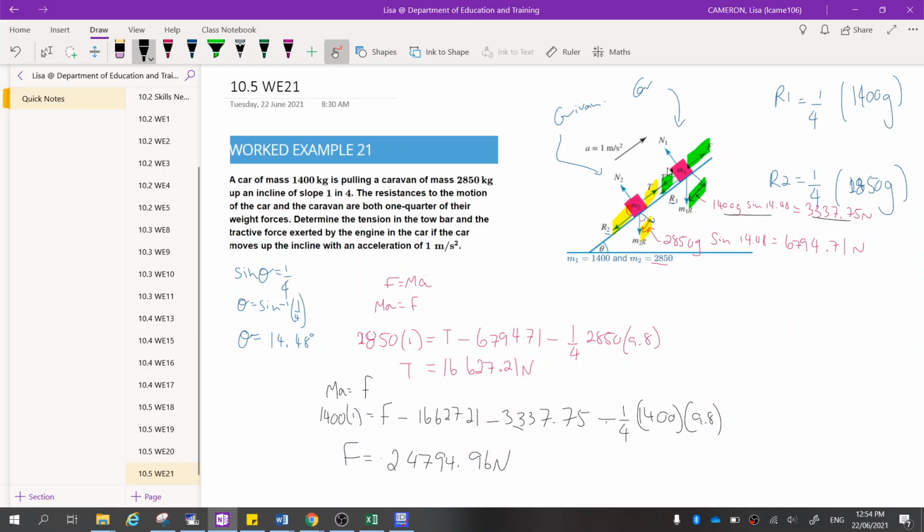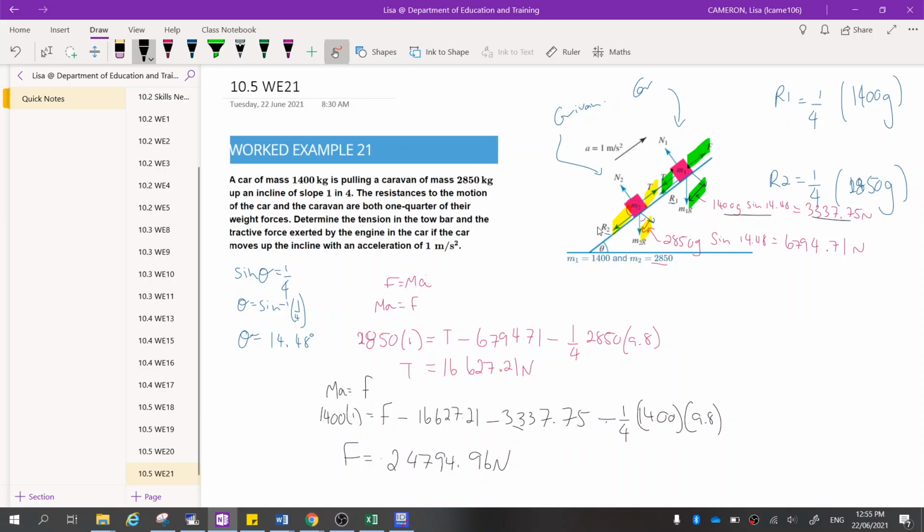Now, this has to be the car and this has to be the caravan, because if the acceleration is going up that way, the car pulls the caravan. The caravan can't pull the car. That's not how that works. So, determine the tension in the tow bar and the tractive force exerted by the engine in the car if the car moves up the incline with an acceleration of 1 meter per second squared and it's moving in the positive direction. So first thing I did is I'm resolving this one here in the yellow.